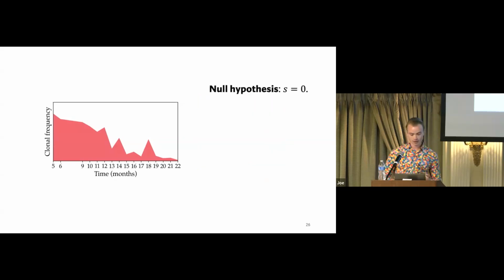And I can set up a similar kind of hypothesis test with this clone. My null hypothesis is there's neutrality. This clone doesn't have an advantage. And I can tell you that the likelihood for this particular clone gets maximized at s equals negative 0.19.